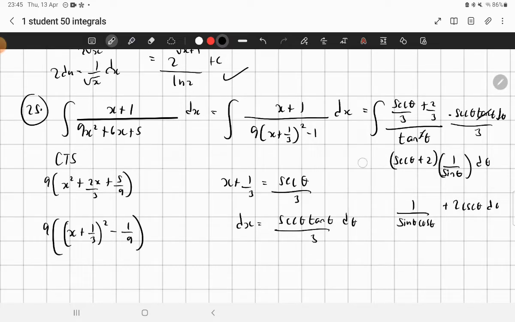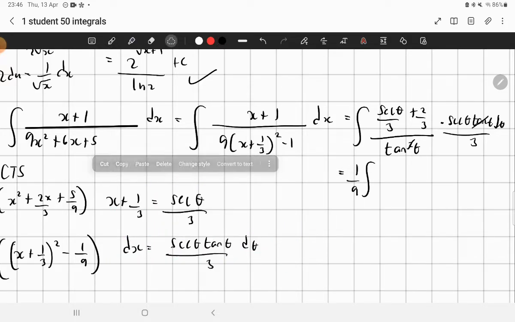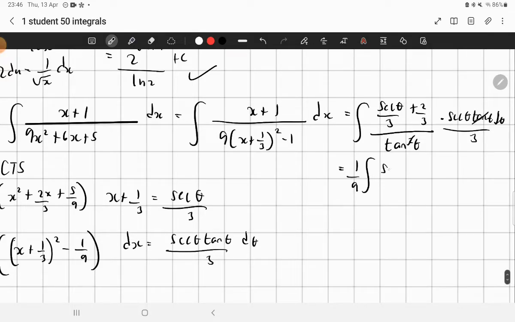The only way that we could solve this, I believe, is that I'm going to bring out the 1 over 9 first. I'm going to do this properly, even though I'll be sleeping at 1 a.m., just to solve these 50 integrals in one sitting. So this will be secant squared theta over tangent theta plus 2 secant theta. Alright, this is better, honestly.